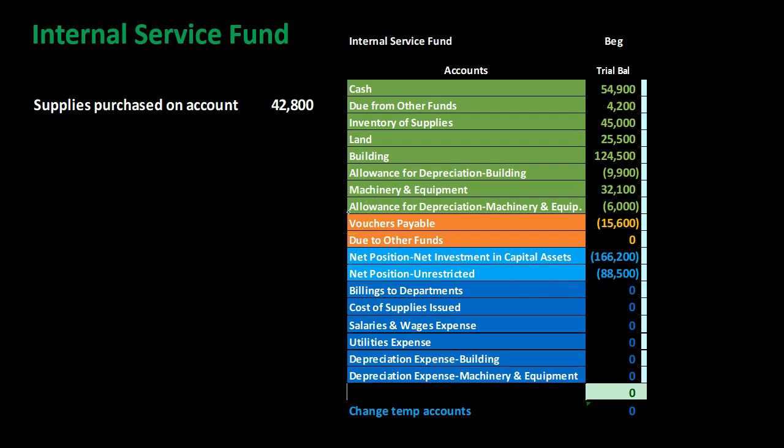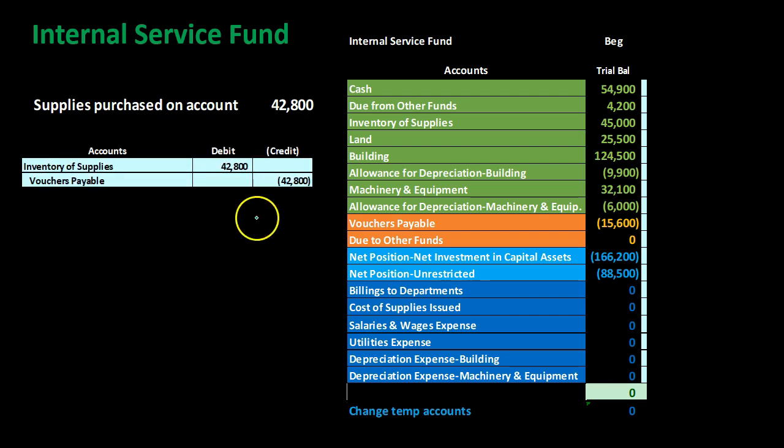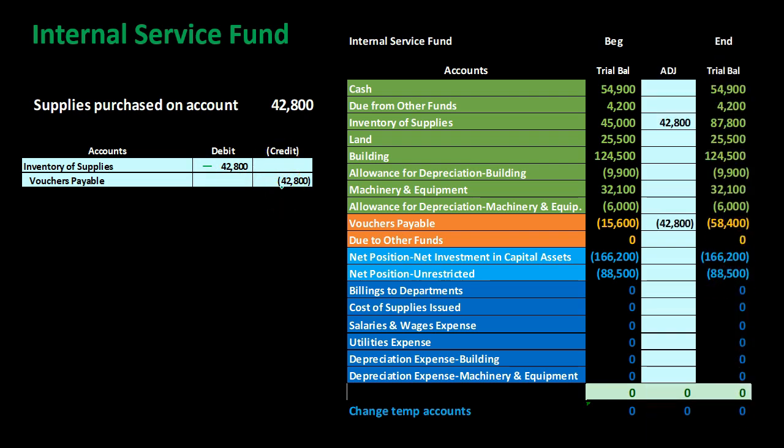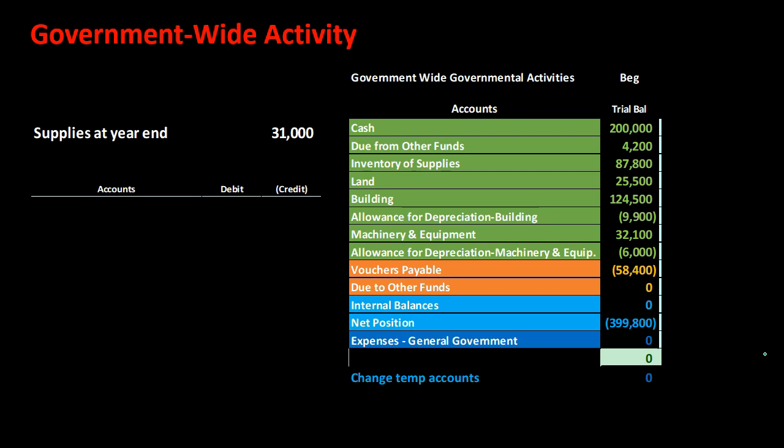What about the fund side of things? Now we're looking at the Internal Service Fund. In the Internal Service Fund, much the same transaction because we are dealing with an accrual type fund here. Therefore, the inventory of supplies is going to be debited. So we're going to debit inventory supplies and credit once again vouchers payable. Inventory of supplies, 45,000 beginning, 42,800 increase to the ending balance of 87,800. Then we have the increase to vouchers payable, starting out at 15,600, increasing in the credit direction to 58,400. That once again, of course, puts us back in balance.